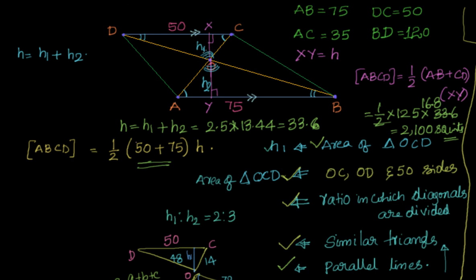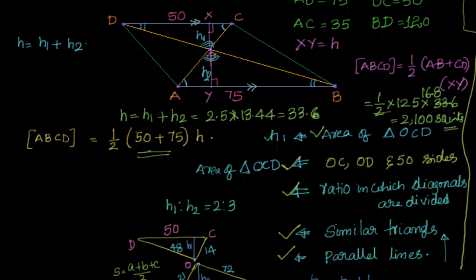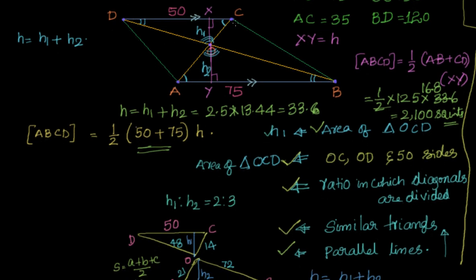To know H1 and H2, I should know the area of the triangle. If I know the area of the triangle, I can say area equals half into 50 into H1. But I don't know the area of the triangle. To know it, I want to use Heron's formula. For that, I should know the sides. To know the sides, I have to know the ratio in which AC and BD are divided. For that, you should prove that these triangles are similar so that you can say the sides are in the ratio 2:3. To prove similar triangles, you need parallel lines, which is already available to you.